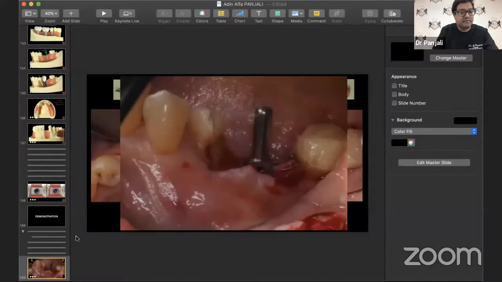Are you guys able to see? No, you're still not able to see. Trying to share the screen here. Okay, share screen again. Okay.